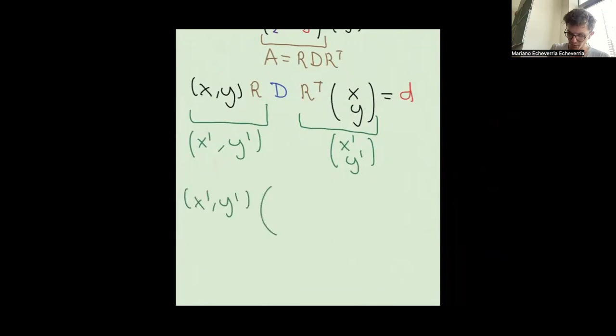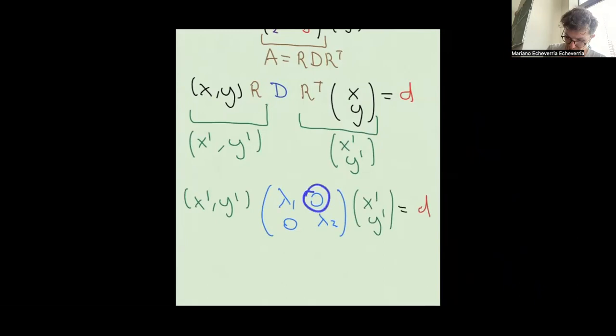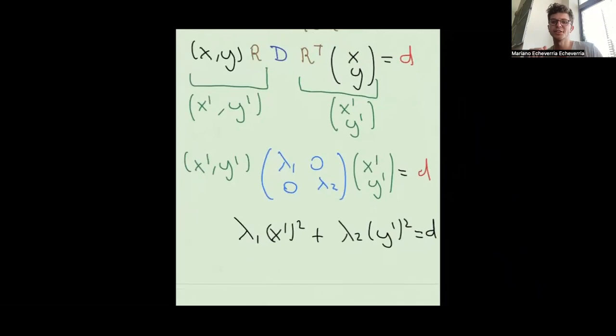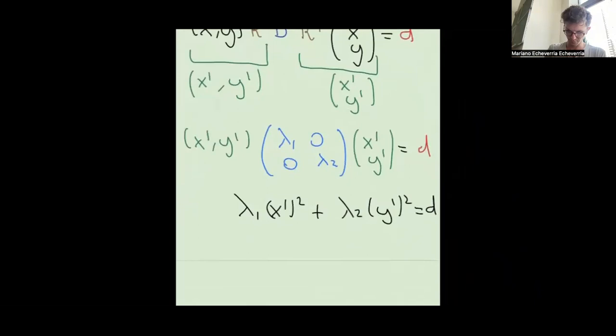times D. What was D? D is a diagonal matrix, the matrix of eigenvalues. So you put here lambda 1, 0, 0, lambda 2, and then X prime, Y prime. The cool thing now is that there are zeros outside the diagonal. This is the diagonal matrix, and so this multiplication is a lot easier to do. In fact, it will give you the equation lambda 1 X prime squared plus lambda 2 Y prime squared equals d. And the miraculous thing that happens if you look at this equation is that there are no more mixed terms. There's no X prime Y prime, right? So let me write that down.